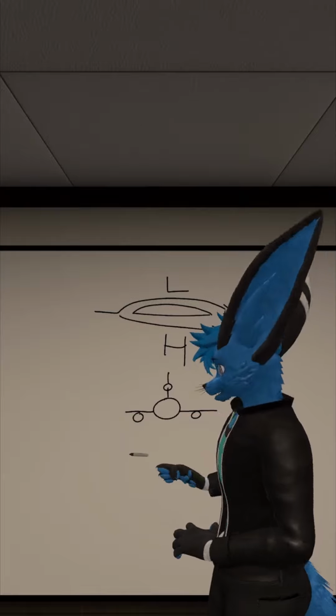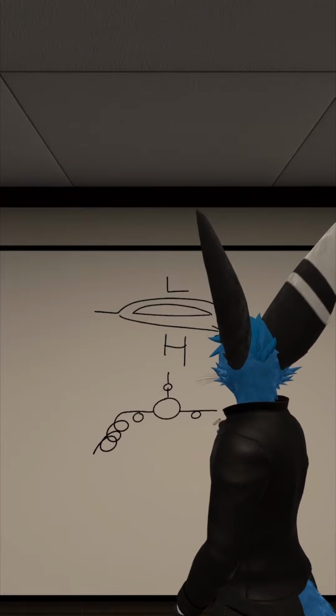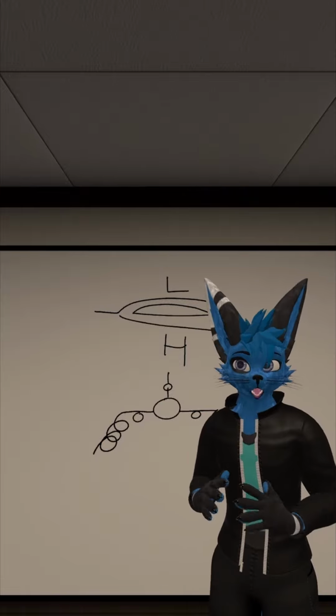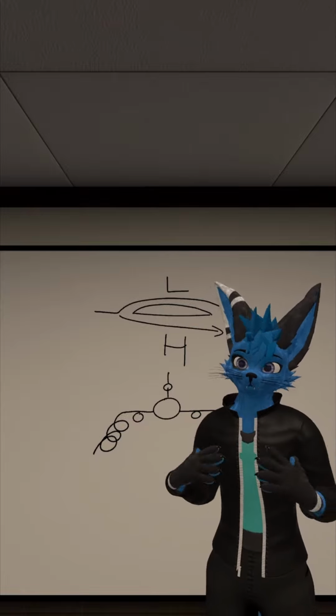Now, as the high and low air pressures interact with each other over the tips of the wings, it creates these vortexes, also known as wingtip vortices, that come off the wings. Like wake on a boat, they move out to the side and behind of the aircraft.